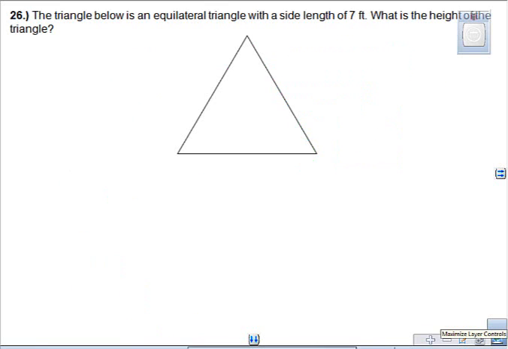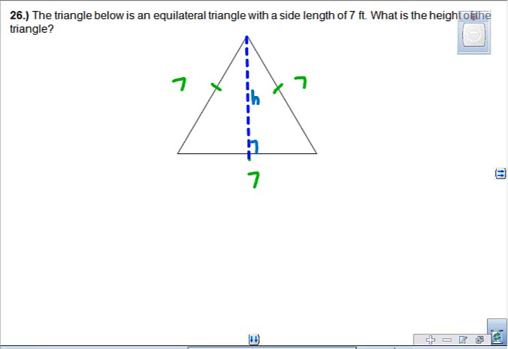26 gives you a triangle, and you are told that it is equilateral. That means they're all equal and that they have lengths of 7. What is the height of the triangle? Remember, height, again, makes a 90-degree angle with the base. So I'm going to draw that down. Creates a 90-degree angle. That's what I'm looking for.